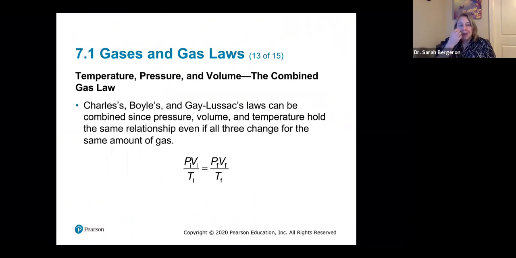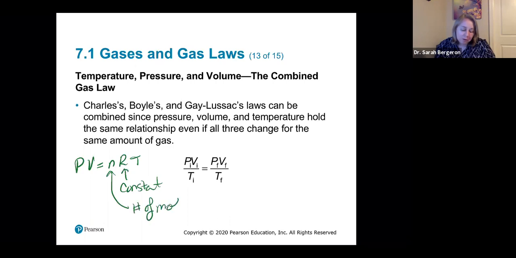Okay, so you can combine Charles's law, Boyle's law, Gay-Lussac's law into a single gas law. So this is the combined gas law, and you've been using it the whole time, right? The only thing is that you have to have the same amount of gas, because remember this comes from PV equals nRT, and we said R is a constant. And so a lot of times we hold the number of moles of a gas constant.